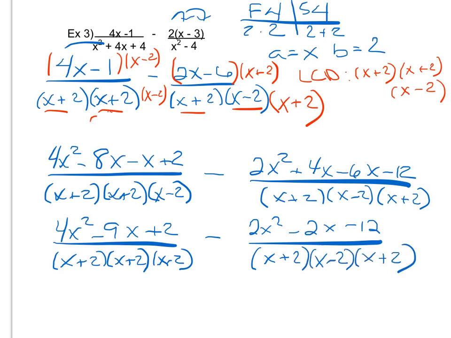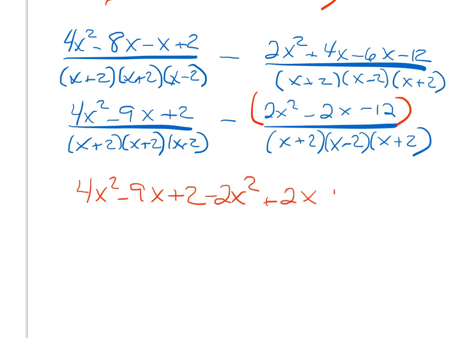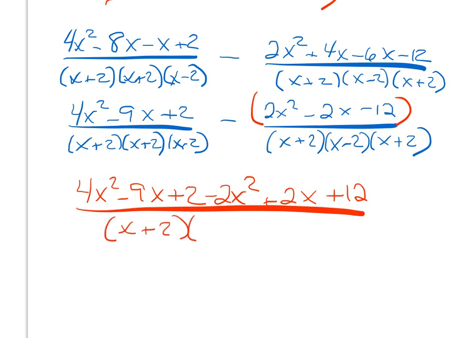And so now I'm going to combine my two fractions since they now have a common denominator. I do have to make sure that this subtract sign gets distributed to all these terms. So I'm going to add some parentheses here to remind myself of that. And then I'm going to have 4x squared minus 9x plus 2 minus 2x squared plus 2x plus 12 all over x plus 2, x plus 2, x minus 2.